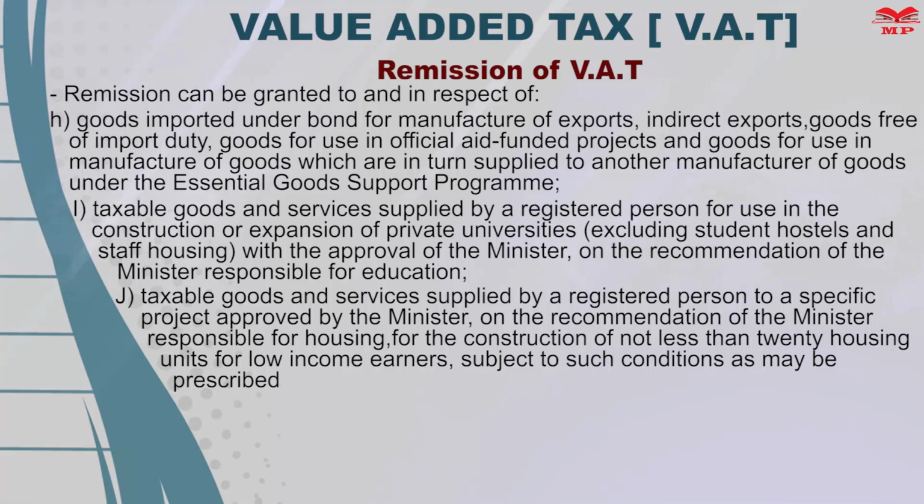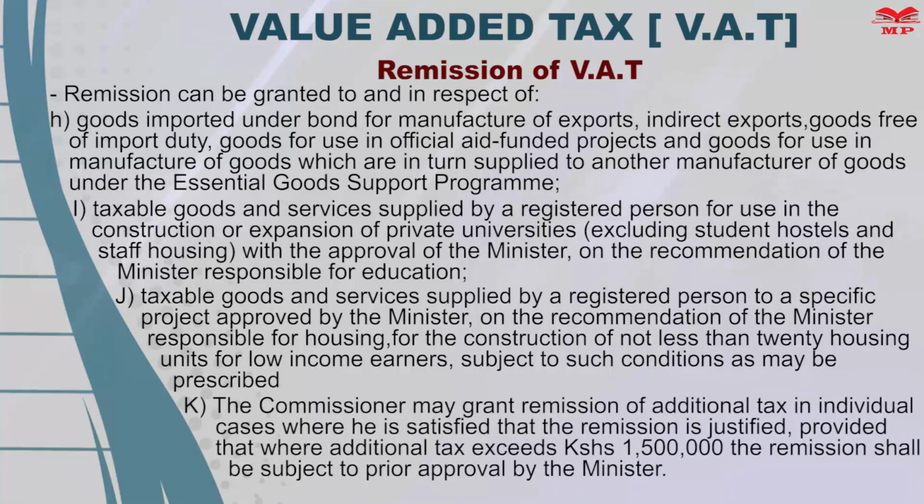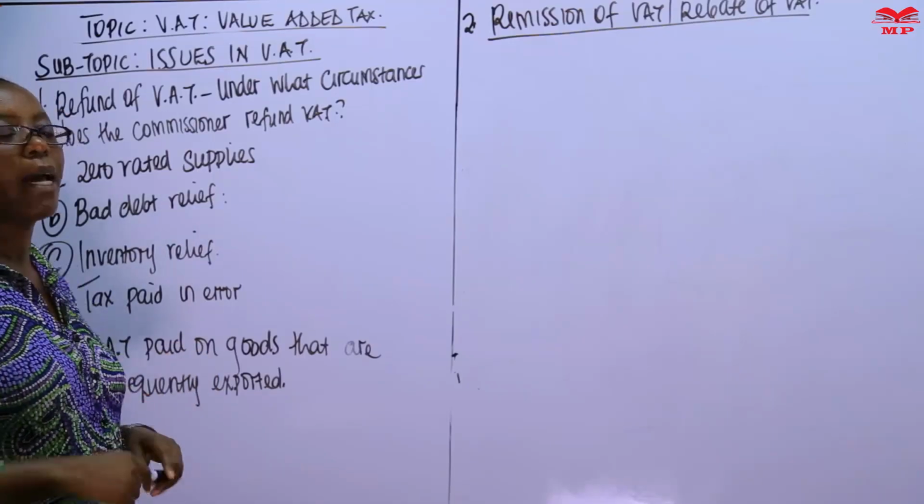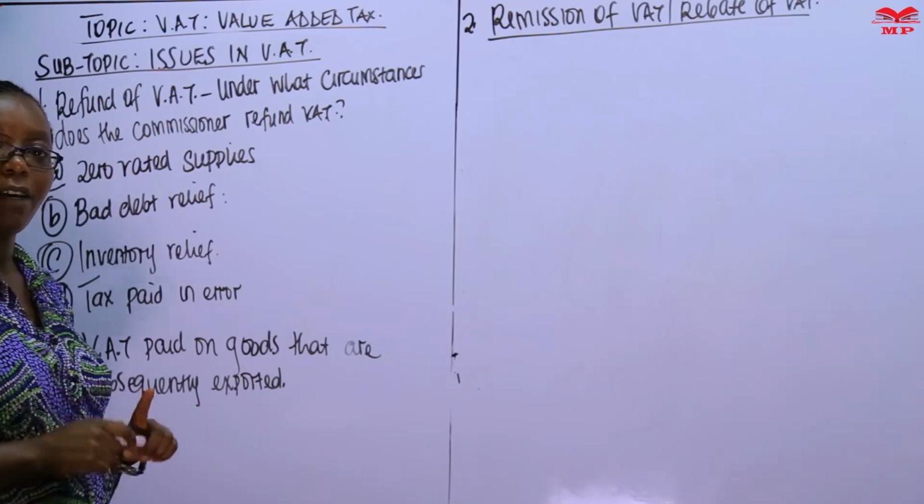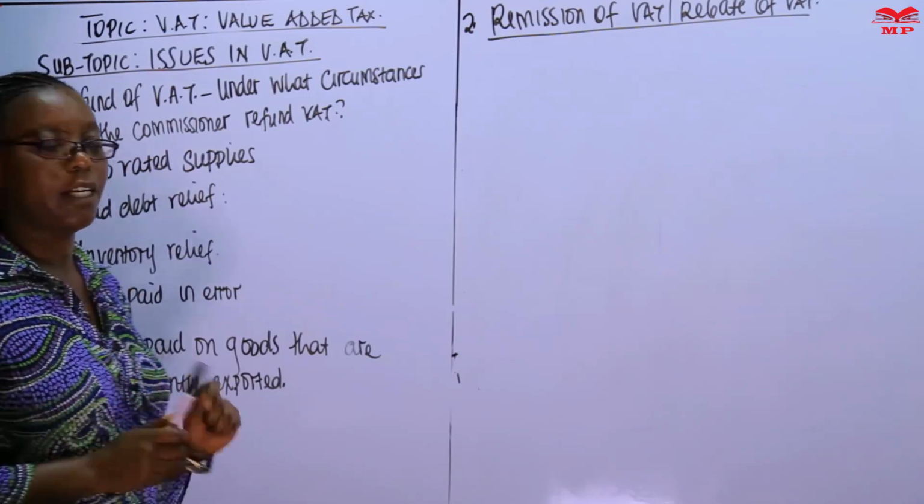Then K, you're told the Commissioner may grant remission of additional tax in individual cases where he is satisfied that the remission is justified, provided that where additional tax exceeds 1.5 million, the remission shall be subject to prior approval by the minister. So in short, you're saying the minister will waive or will reduce the amount of tax payable by a taxpayer if he feels that it is in the public interest to do so.